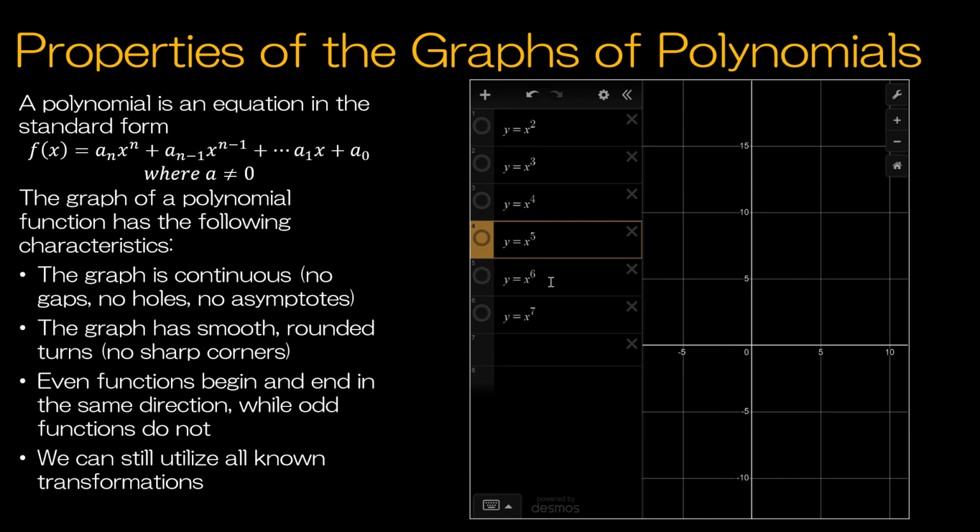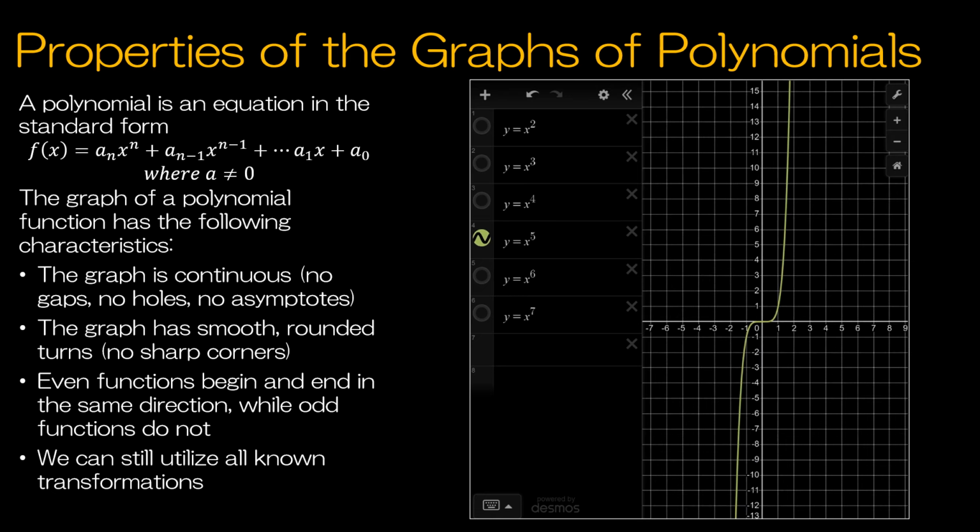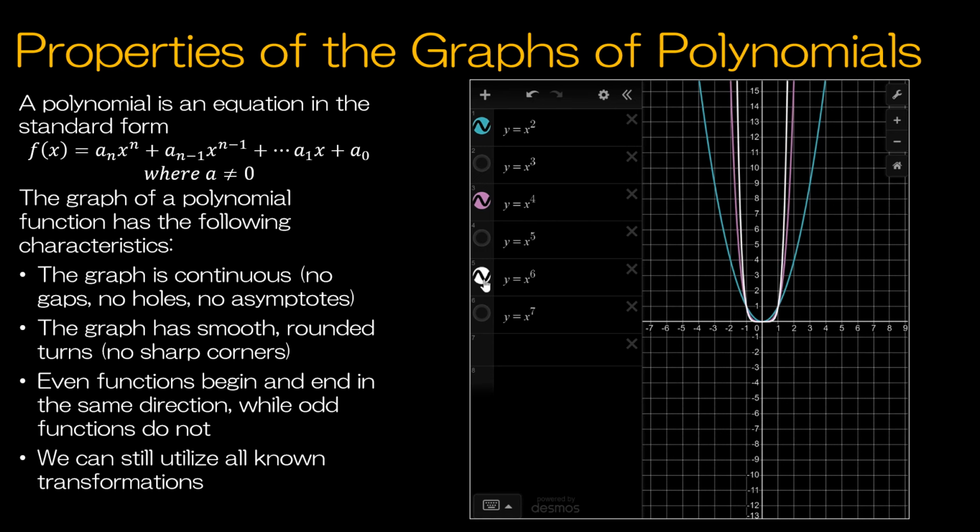What they all have in common is that the graph is continuous. So if I click on any of these graphs, that's the squared, that's the cubic graph, this is the quartic graph, and so forth, I can click on any of them that I want and scroll in or out, and you can see very clearly that there's no holes or gaps. You can also see that we only have smooth, rounded surfaces, so we don't have any sharp corners or anything like that.